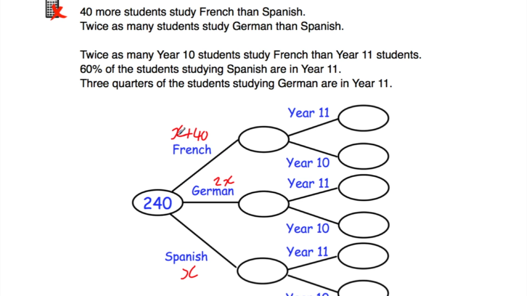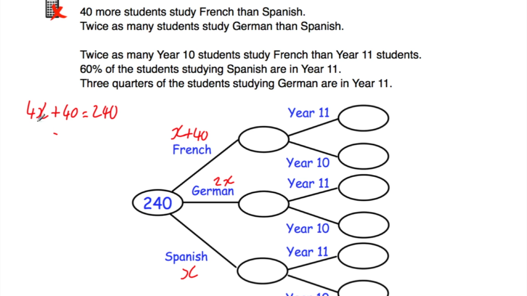If we add together our x plus 40, our 2x and our x, we can solve that equation and find out what x is, and that will mean we know how many students study Spanish, and then we can work out how many study French and German. So let's add this algebra together. x plus 2x plus x is 4x, then plus 40, and that's equal to 240.